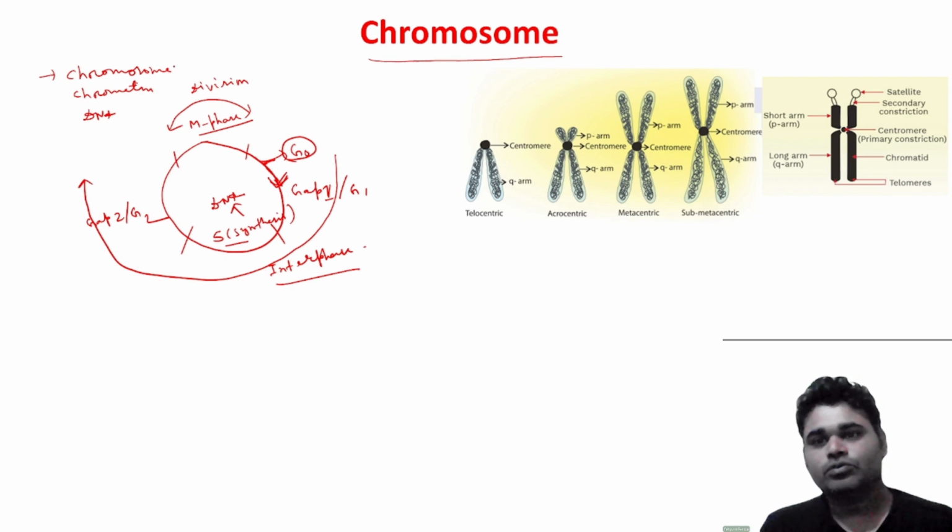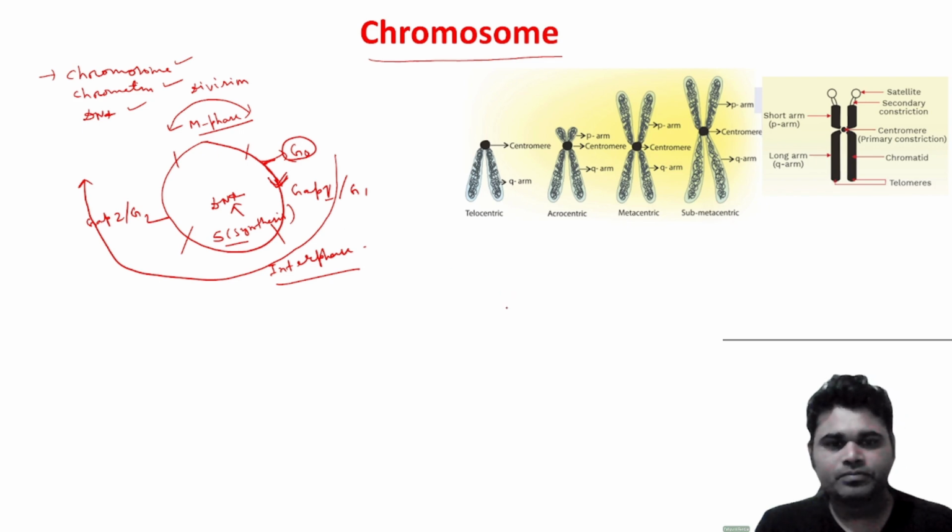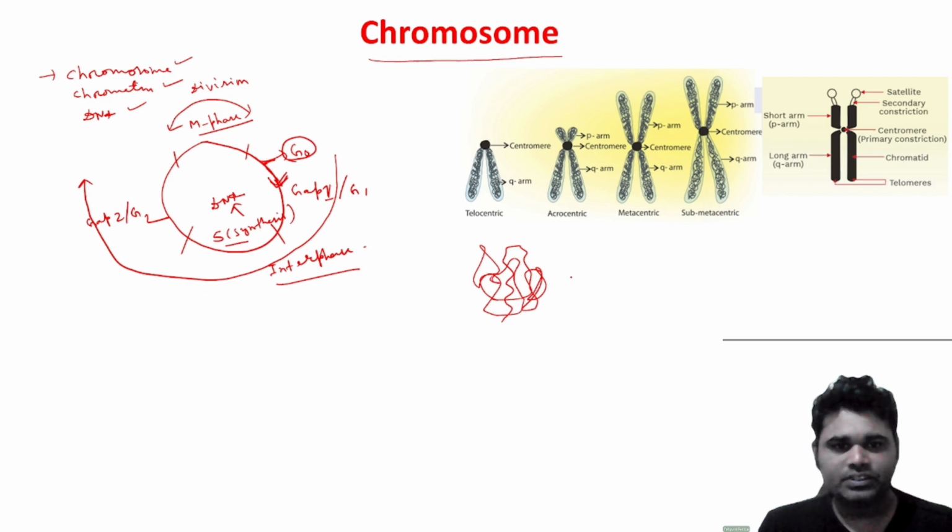Okay, now come to the terms chromosome, chromatin and DNA. What is DNA? Simply imagine DNA as a thread, like this. If this thread coils together, one coil after another, it forms a structure like this, and this is called chromatin.